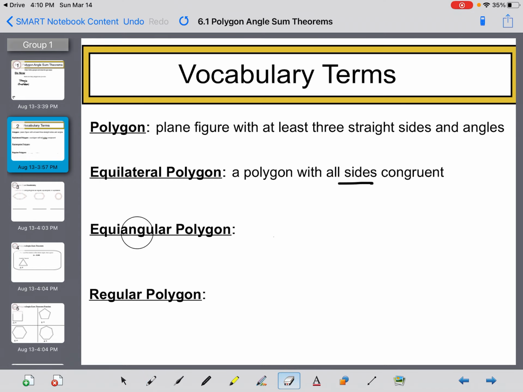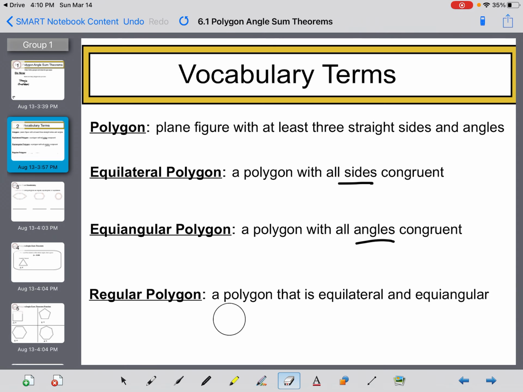An equiangular polygon is a polygon with all angles congruent. Easy enough because the term angle is within the name. And a regular polygon is a polygon that is equilateral and equiangular.